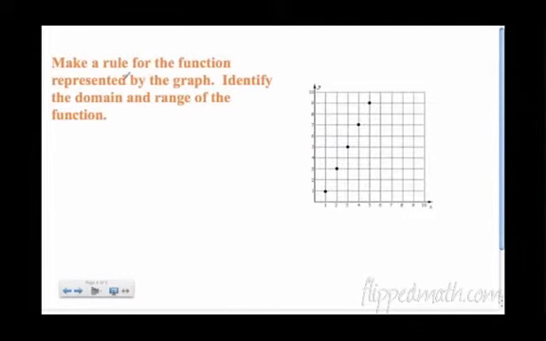Make a rule for the function represented by the graph. Identify the domain and range of the function. I'm going to do domain and range first, all right? I'm going to make a little table. I think that's going to help us when we do this.